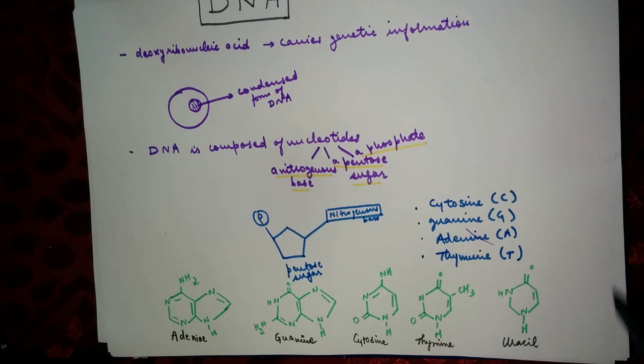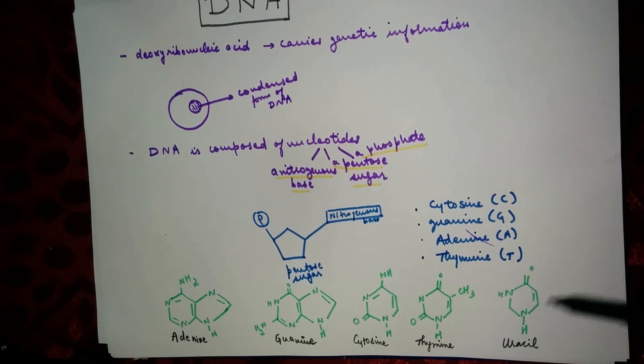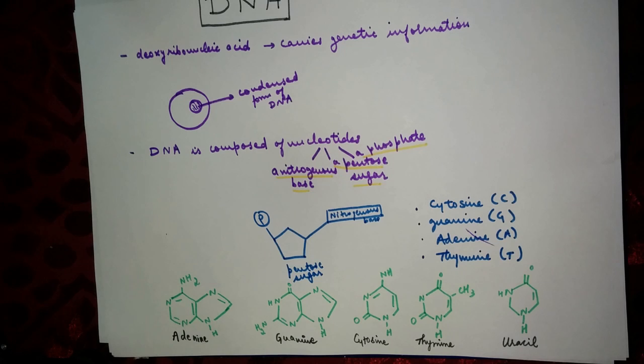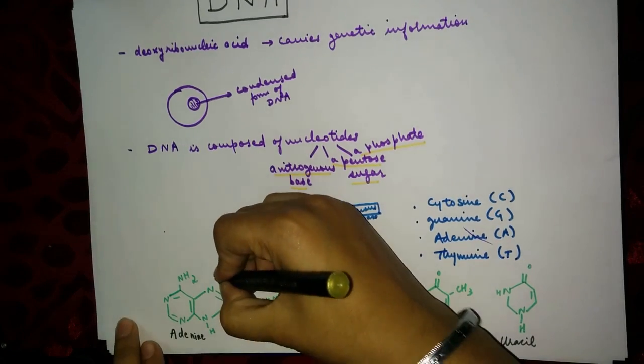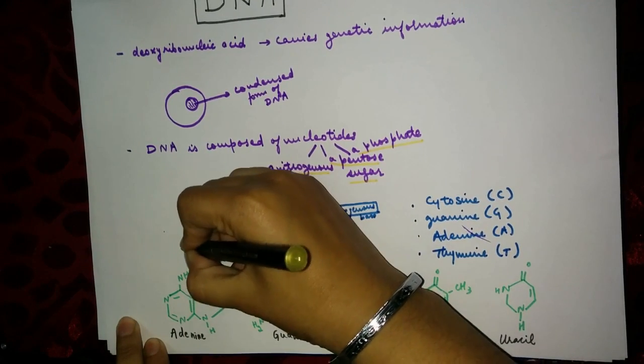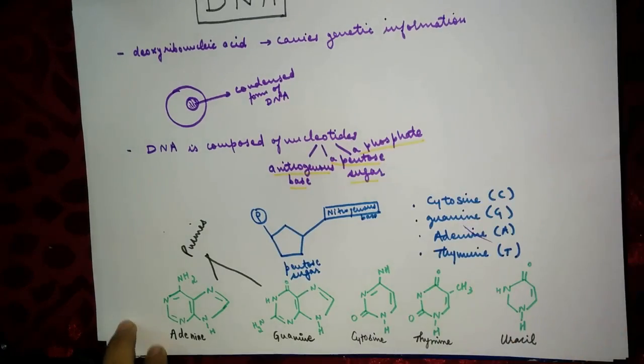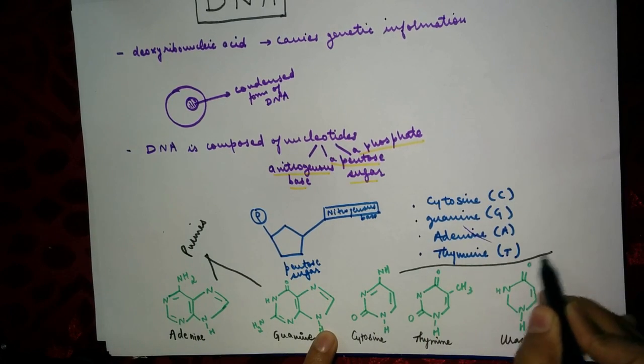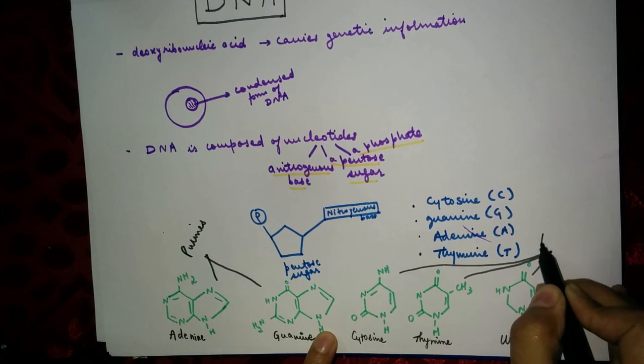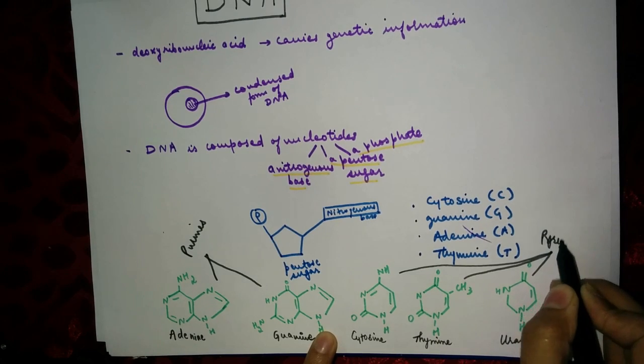Or uracil is also there, but this is in the case of RNA. So in RNA, the nitrogenous bases are cytosine, guanine, adenine, and uracil. It's not thymine over there. Instead of thymine, uracil is present in the RNA. Now, adenine and guanine are the purines. So these two are the purines. And cytosine, thymine, and uracil are called pyrimidines.